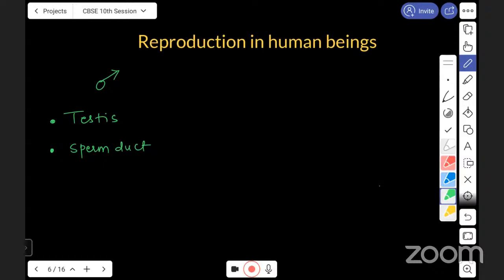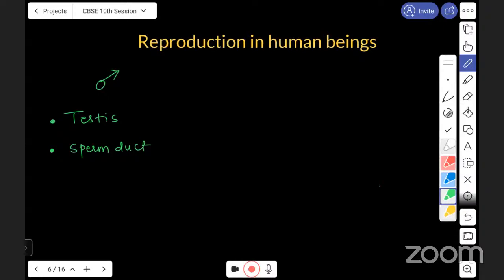Okay. Next, the important point you should know is the copulatory organ. Okay, so here the penis will be the copulatory organ which will be involved in transfer of the male gametes into the female reproductive tract. Okay, so here the most important points will be the function of testes, sperm production and testosterone production. Okay, next, the female reproductive system.